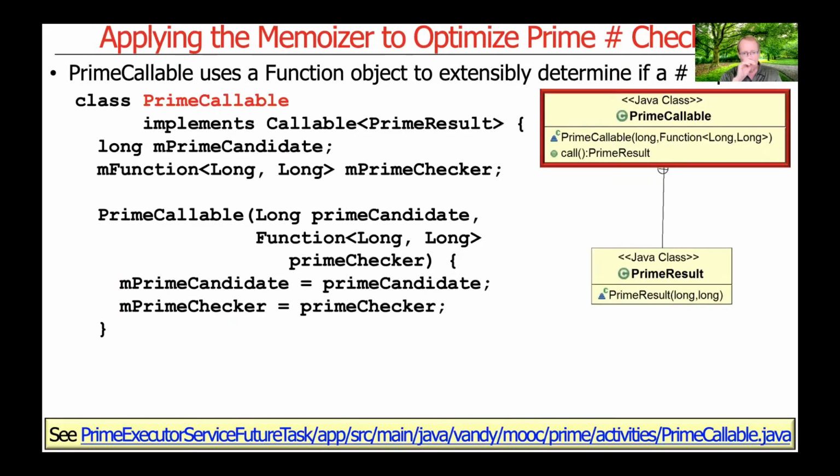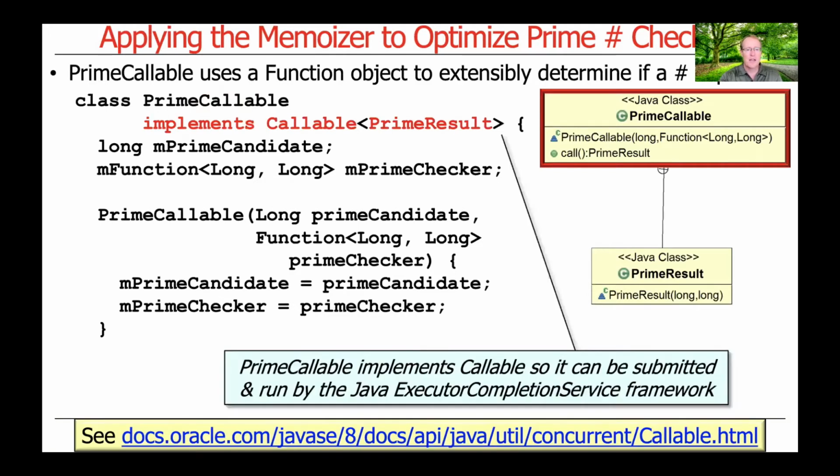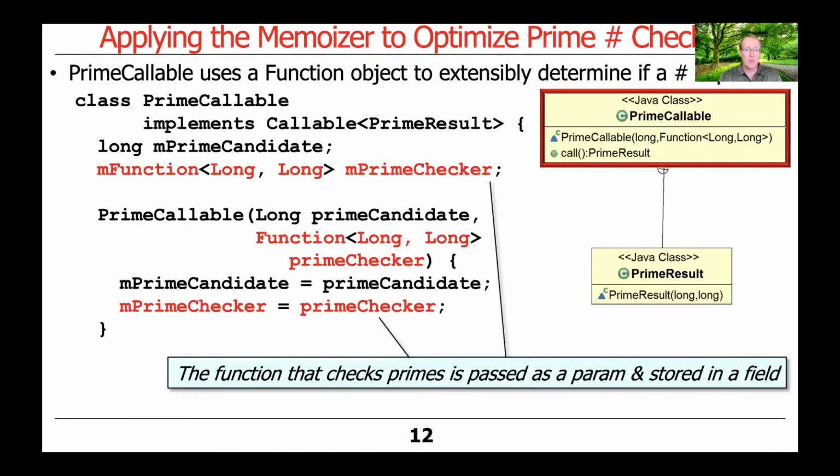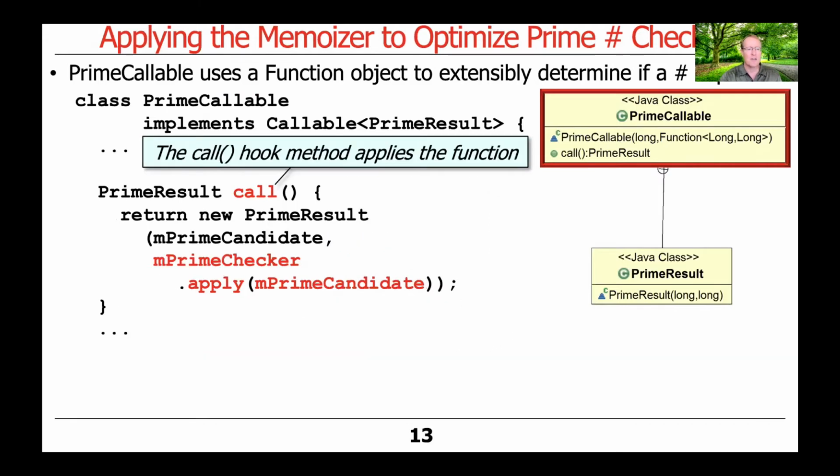Here is the prime callable class. We've seen this before in earlier examples. It's going to implement the callable interface, so it can be a two-way call. It's going to have a PrimeChecker field that's going to be a function, which could be a Memoizer, as we'll see, and it's also going to keep track of the prime candidate, and all that stuff gets stashed away in a field. Here's the call method, because it implements the callable after all, and the call hook method will apply the function and check to see what the value is.